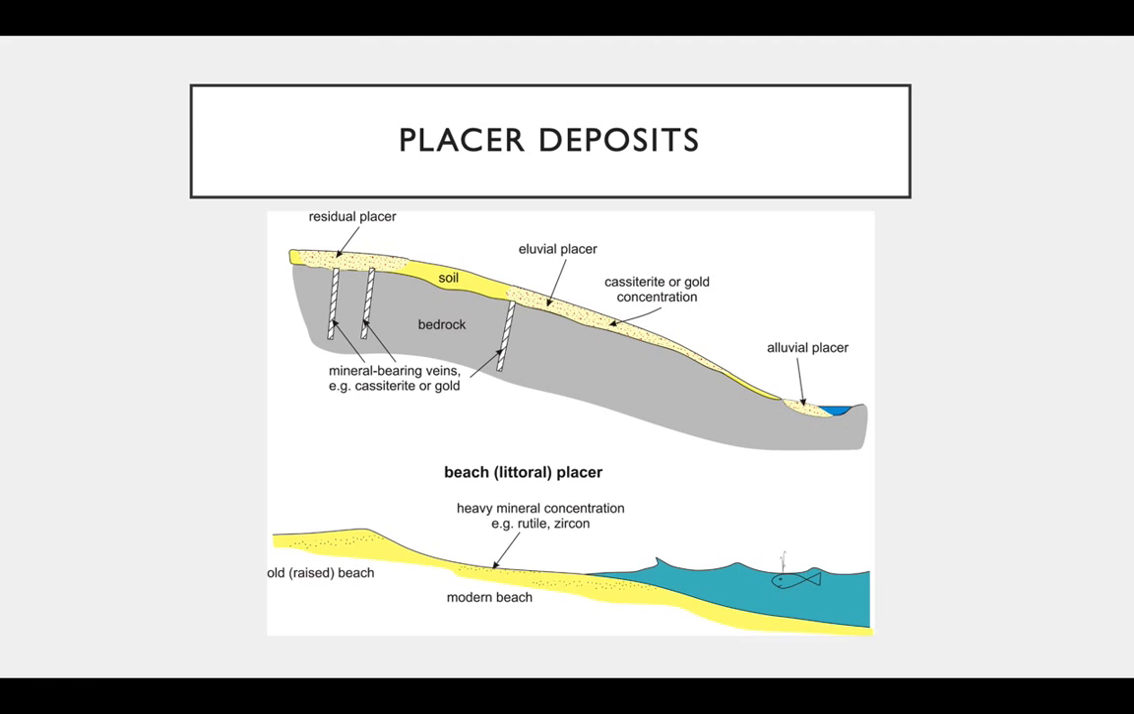sedimentary environment. So beach is another classic example. When we concentrate them out, you might get magnetite sands or garnet sands or rutile sands, and that's where it's quite an easy deposit for us to actually mine.